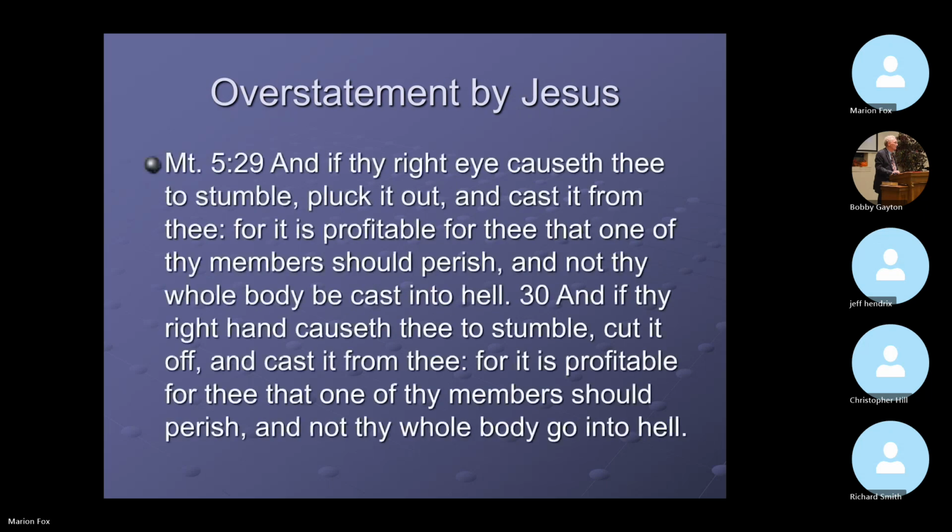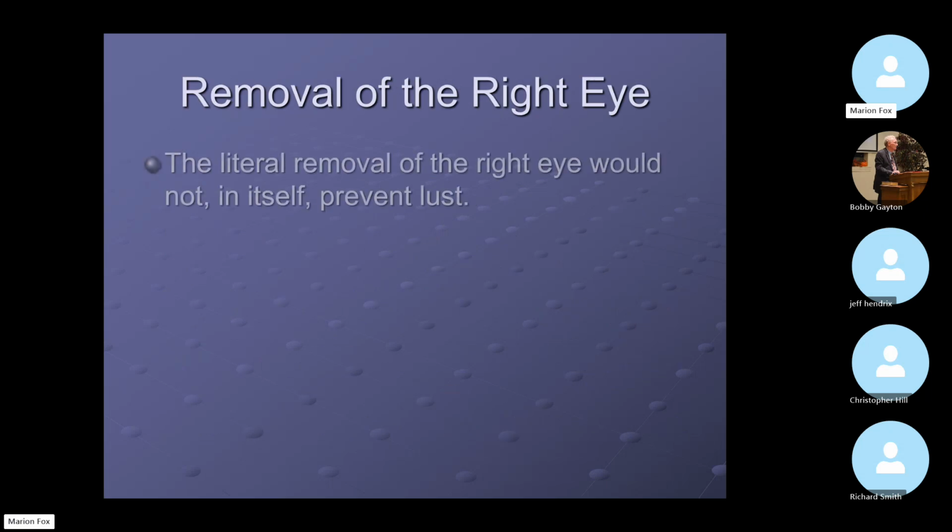And now, let's look at Jesus' overstatement. If thy right hand causes thee to stumble, cut it off, cast it from thee, for it is profitable for thee that one of thy members should perish and not thy whole body go into hell. So what's he saying here?